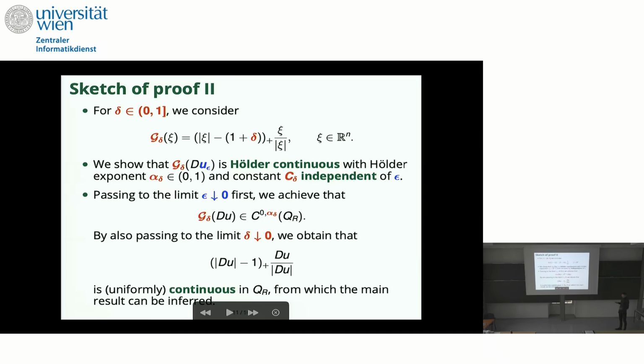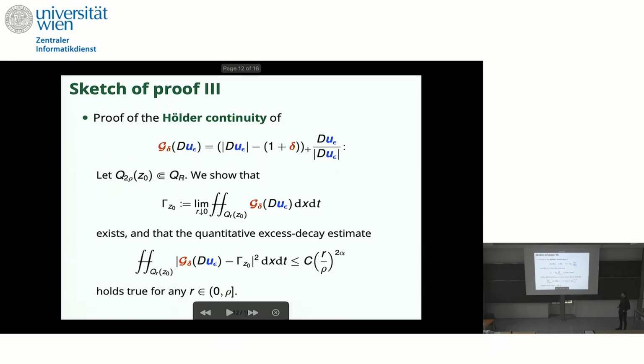And Mr. Tsubuchi already explained that exactly at this point you lose information. It's not really clear what the best modulus of continuity of this limit function is. But I will provide a remark on this at the very end of my talk. Of course, now the main difficulty is how to get the local Hölder continuity of this G delta of du epsilon function.